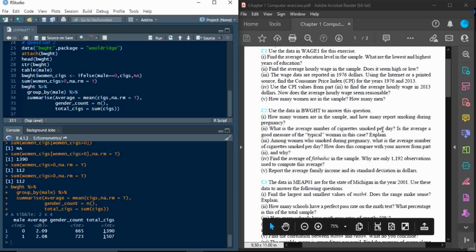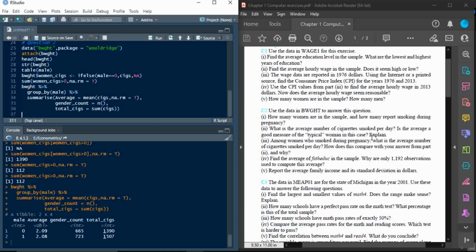Now is the average a good measure of the typical woman? No, it's not good, because some women do not smoke in this sample. Therefore, it's not right to consider this average. Instead, we should calculate a different average for different participants on the basis of their smoking habit.